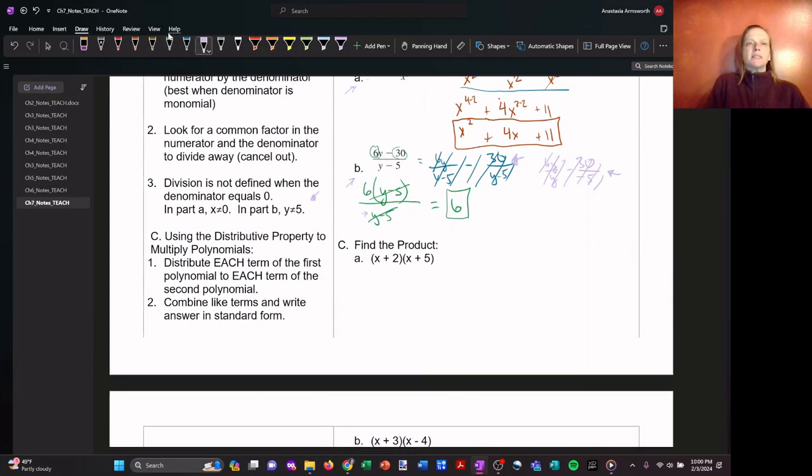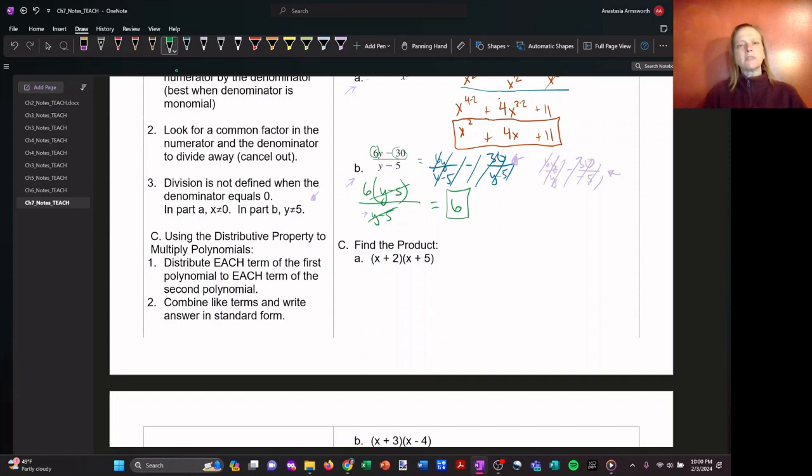We've seen some simple examples of how to multiply polynomials using the distributive property. But what happens when the polynomials get a bit bigger, when you've got a binomial or a trinomial? How do you use the distributive property then?